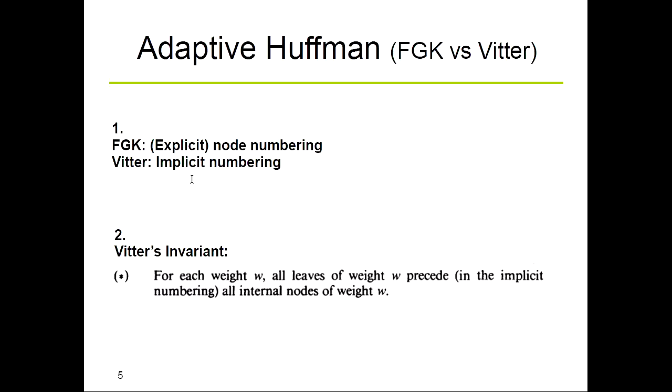It's implicit. And another variant is, for each weight W, all the leaf nodes of the weight W precede, in the implicit numbering, all the internal nodes of the weight W. If the internal nodes and the leaf node have the same weight, you want to make it such that the leaf node will precede the internal nodes in that implicit numbering I'm talking about. So I'll give you an example.